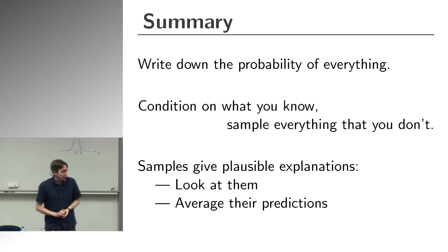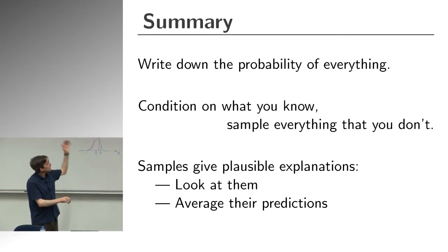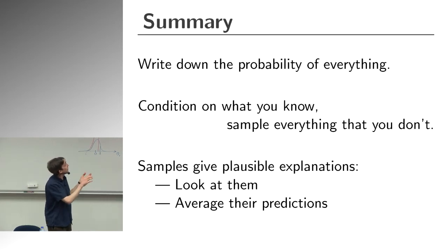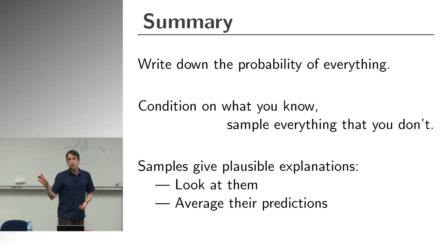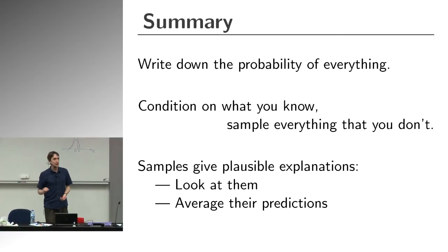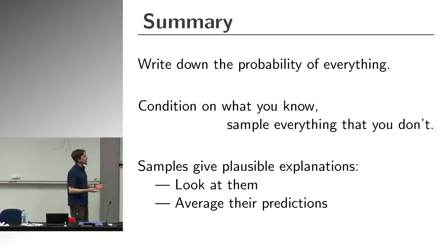Okay, I'll finish there. The meta summary of my 3 talks is, the way to do probabilistic modeling is you write down the probability of everything. If you can do that and you can evaluate it, you can run Metropolis-Hastings or other simple algorithms. So you just condition on the things you know, and then you sample everything else that you don't know, unless you can integrate some of it out analytically. And that gives you a walk process that steps through plausible explanations.